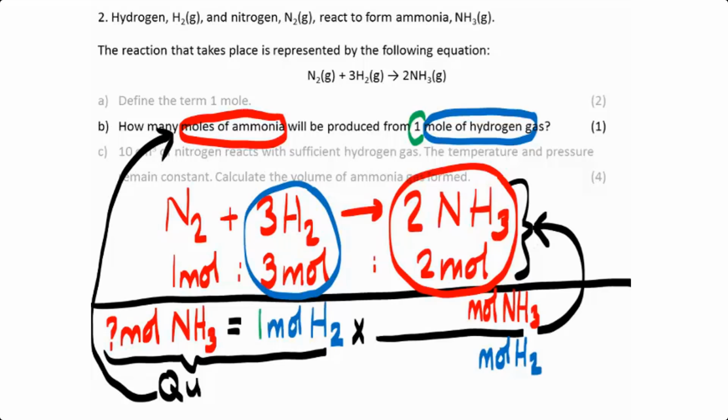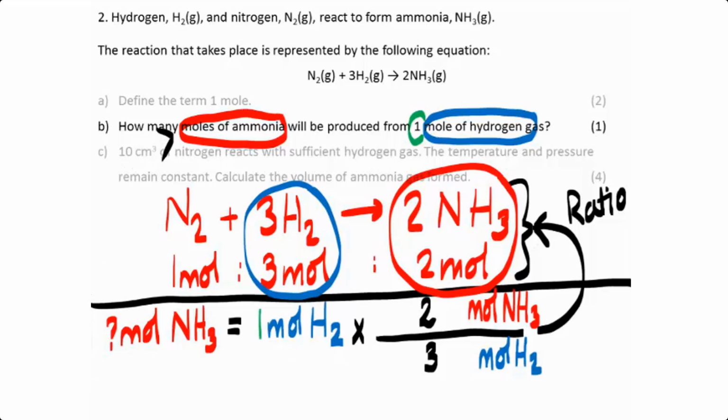That's the question. Don't get confused between that and the reacting ratio, which is 1 mole is to 3 mole is to 2 mole. And we use that ratio in which they always react as our conversion factor. 2 moles of ammonia are produced every time 3 moles of hydrogen react. And in that way we can find out, well, what if we don't have 3 moles of hydrogen? We only have 1 mole of hydrogen. How many moles ammonia will then be produced?